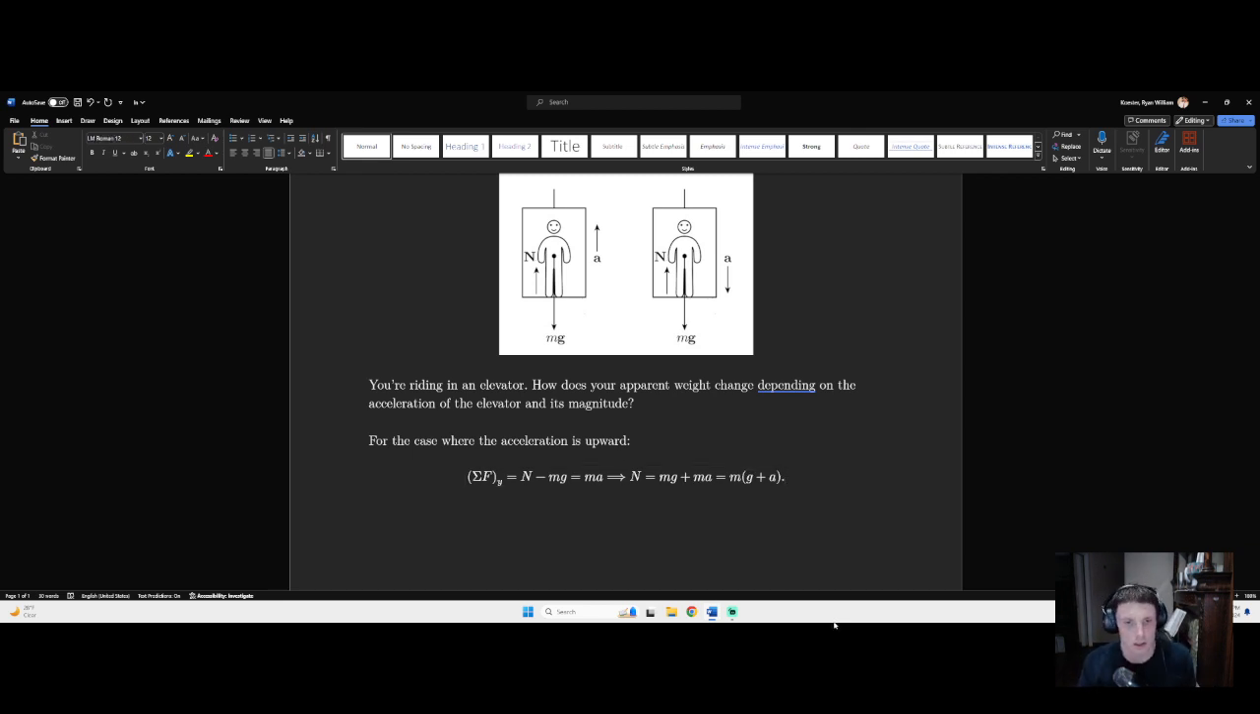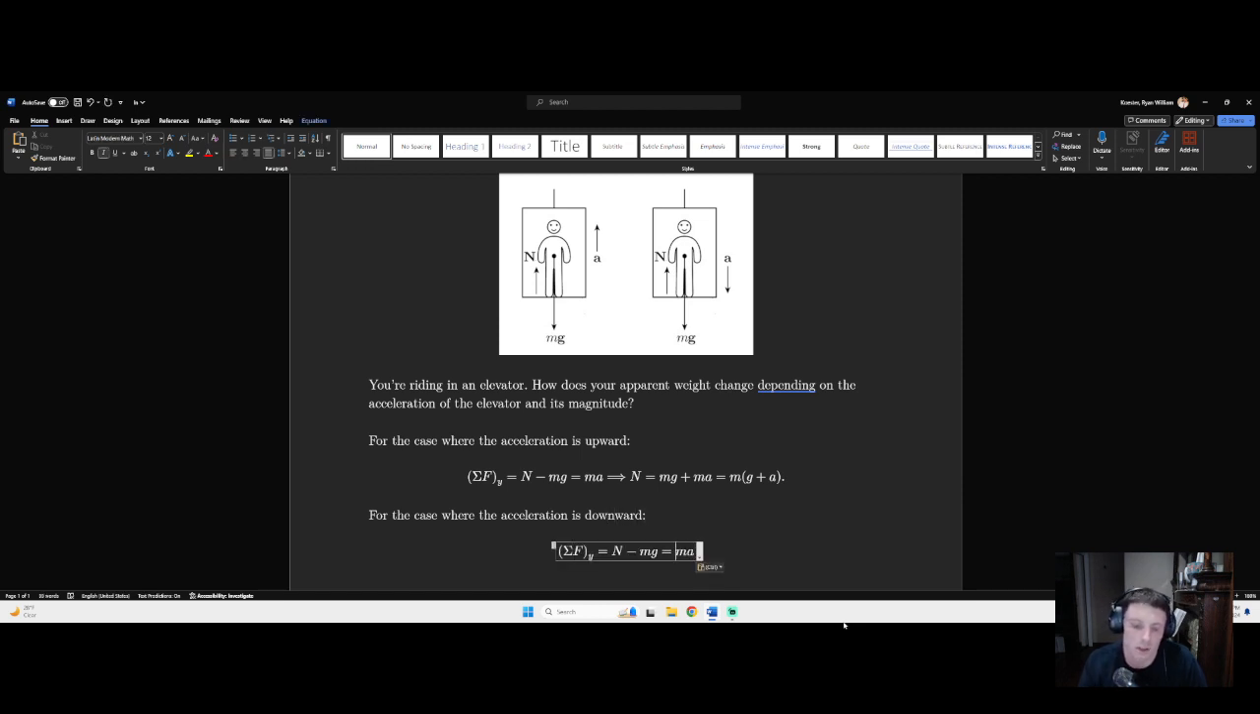Let's talk about the case now where the acceleration is downward. And I can just copy and paste pretty much this whole line here with one important change. Let me just copy and paste this part.